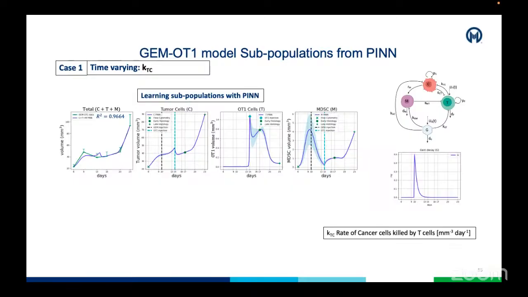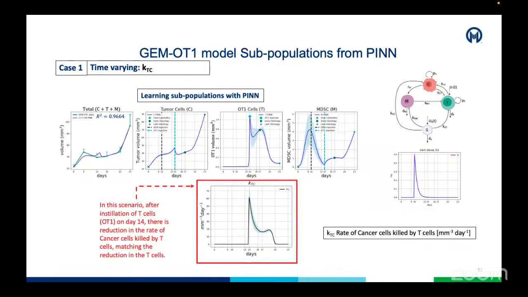And then it's making this prediction for the subpopulations. The first one is the cancer cells. In the middle, you have the T cells, and then you have the MDSCs. And then in addition to that, we learn the time varying parameter here. One of the things I just wanted you to see from here is that PINN is able to learn that there is no killing before the installation of the T cell by day 14, and then subsequently following that, there is this reduction in the kill rate, which is also matching the amount of T cells that is present in this solution from PINN.